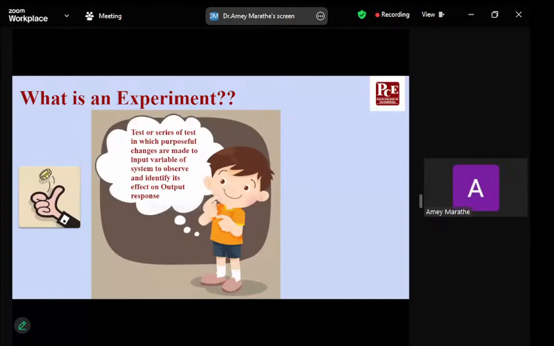Okay, so if you look at the same question which I asked you earlier about the coin, can we make any changes to the input variable? No, we cannot. Correct. And we cannot observe the effect on the output variable as well. So typically that is why tossing a coin, we don't categorize it as an experiment.